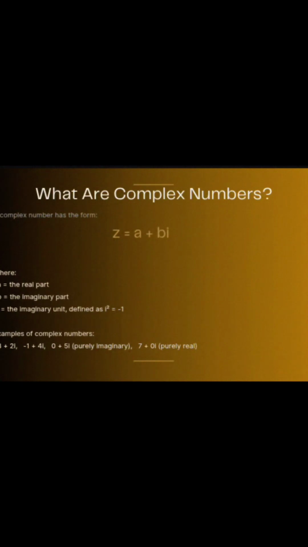Examples of complex numbers are 3 + 2i, -1 + 4i, and 0 + 5i. This 0 + 5i is considered purely imaginary. Another example, 7 + 0i, is considered purely real because there is no imaginary part in it, so it is called purely real.